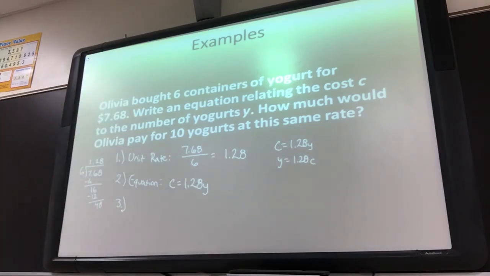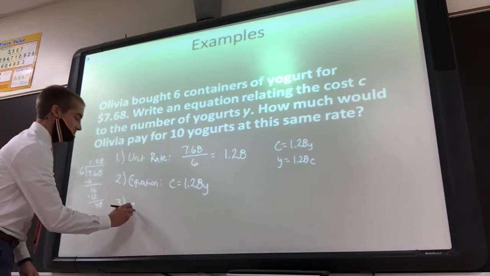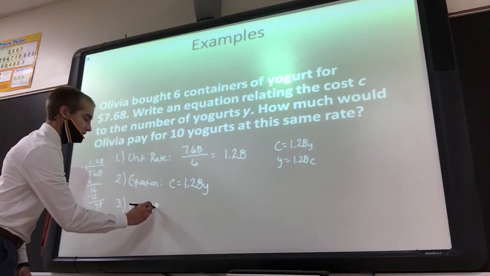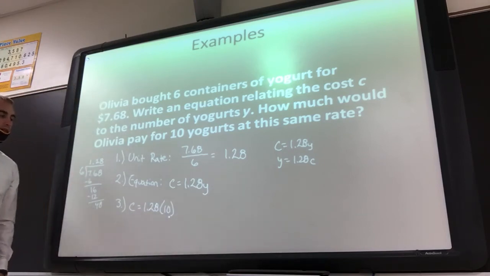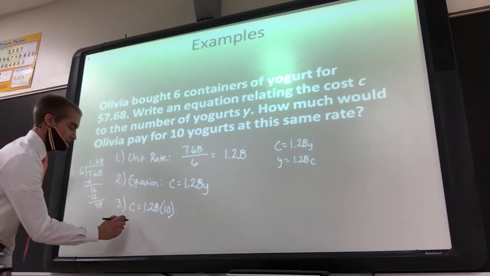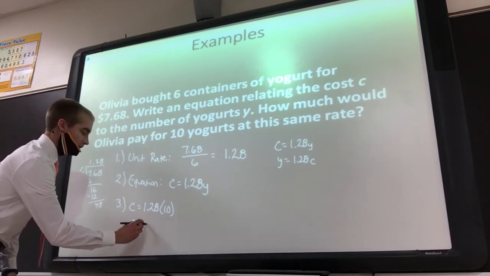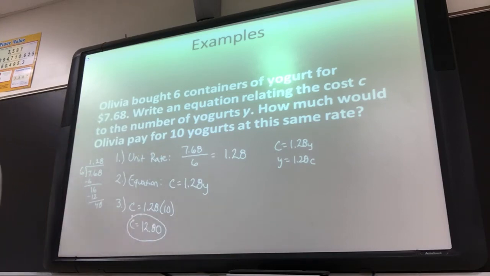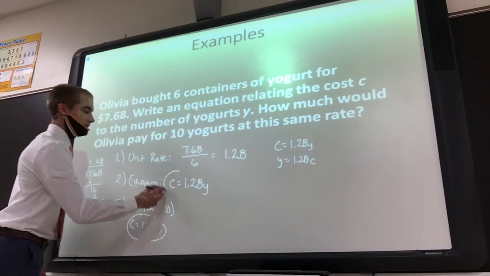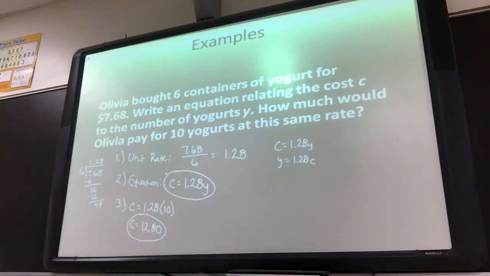So then the last thing that we're going to do is plug in 10 for what? For C or for Y? For Y. 10 is number of yogurts. So it's going to be cost equals 1.28 times 10. And multiplying by 10 there isn't that bad, because it's going to be $12.80. We've got our equation, we've got our answer there.